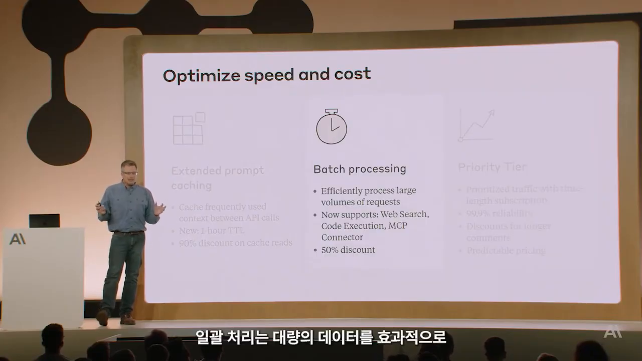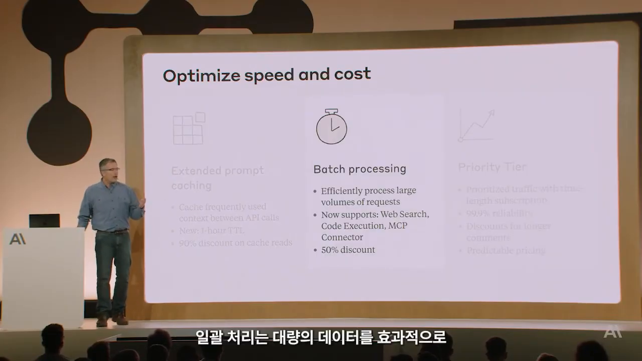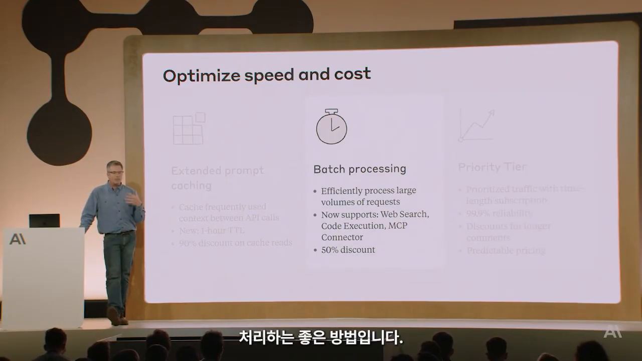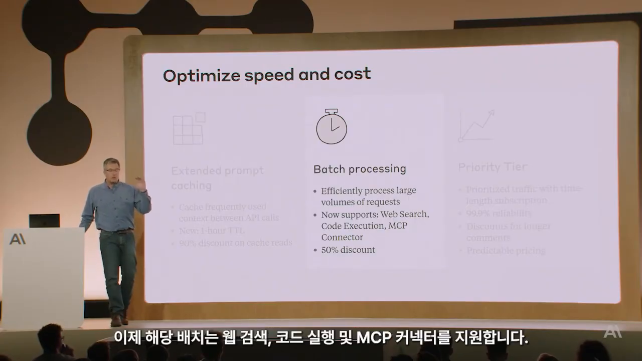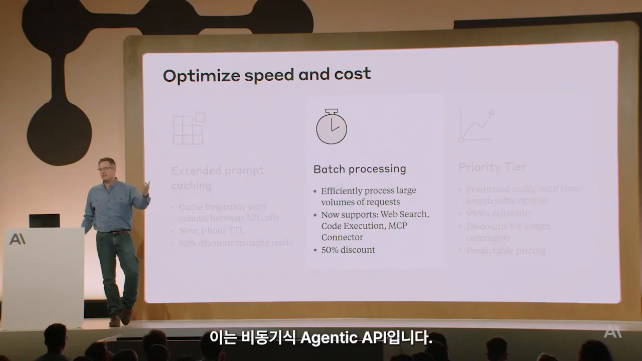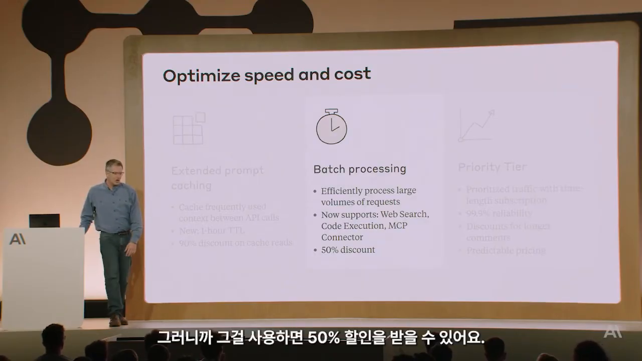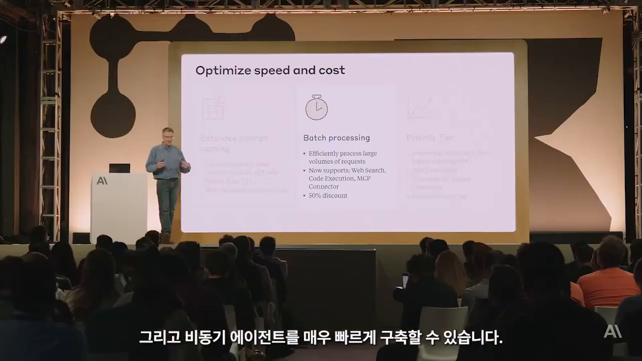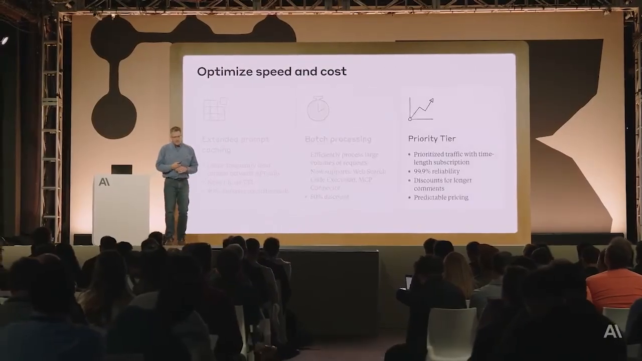And batch processing is a great way to effectively process large amounts of data. And now that batch supports web search, code execution, and MCP connector, it's not just for batch processing anymore. It's your async agentic API. So you can get a 50% discount for using that, and you can build async agents very quickly.